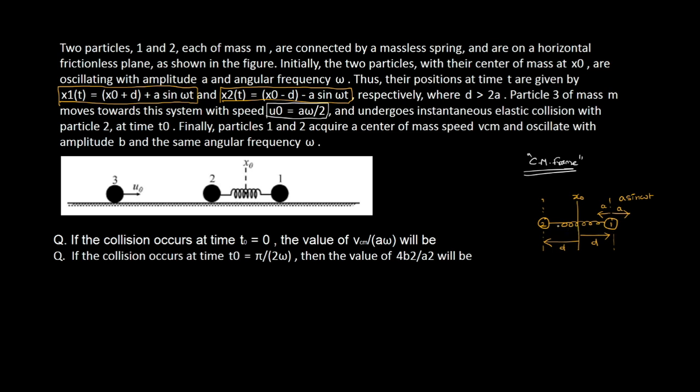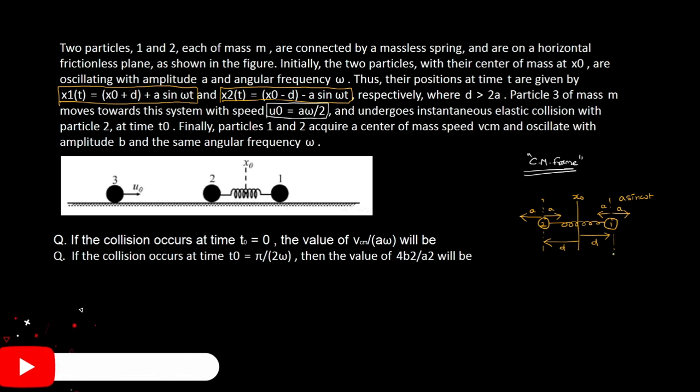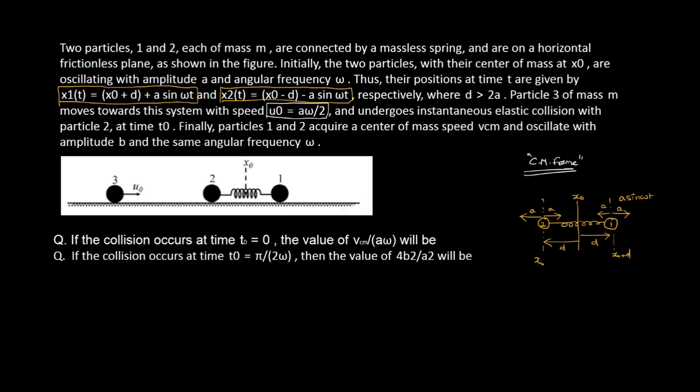Now this particle will oscillate with a sin omega t, that means with an amplitude of a. These two particles oscillate with amplitude a about the given positions: this is the x0 plus d position, this is the x0 minus d position. From these two positions, the particles will oscillate continuously in simple harmonic motion. These oscillating bodies are going to collide with the third particle, or rather there is a collision between the third particle and the second particle, where the second particle is oscillating in simple harmonic motion. So this is the first understanding towards the question.